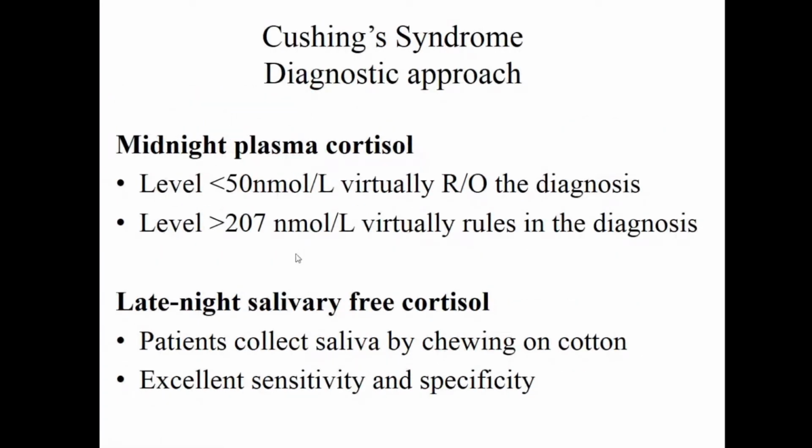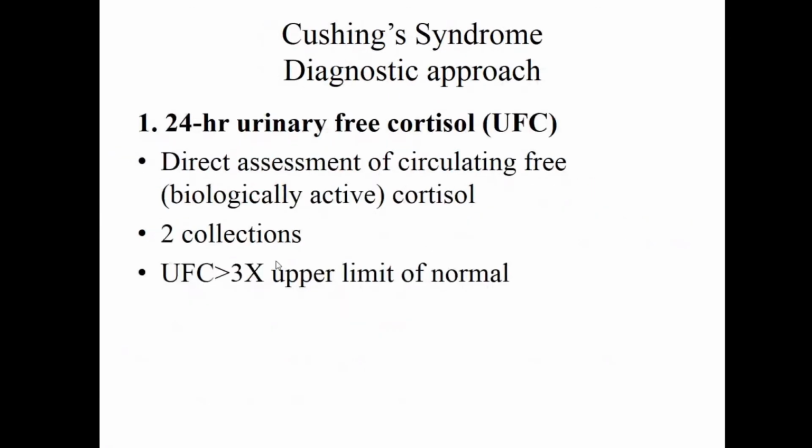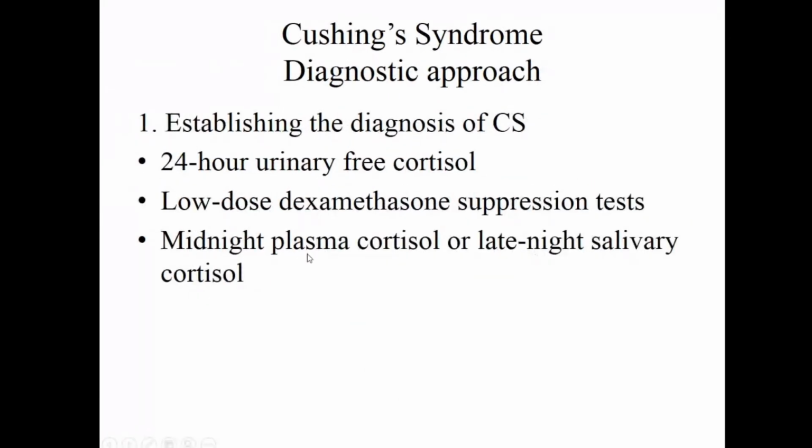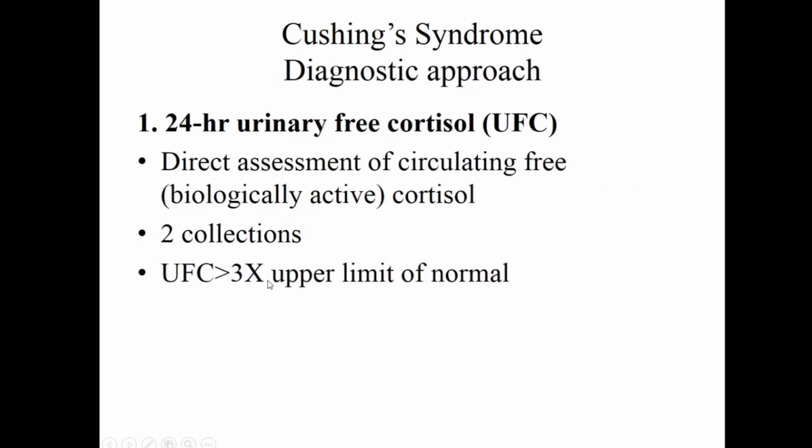So the next one, we already talked here that you go for the midnight plasma cortisol. One is the 24 hours urinary free cortisol, and the low dose dexamethasone suppression tests. We will talk about this dexamethasone suppression test again if we meet physically in the class, okay? The other one is the midnight plasma cortisol or late night salivary cortisol.